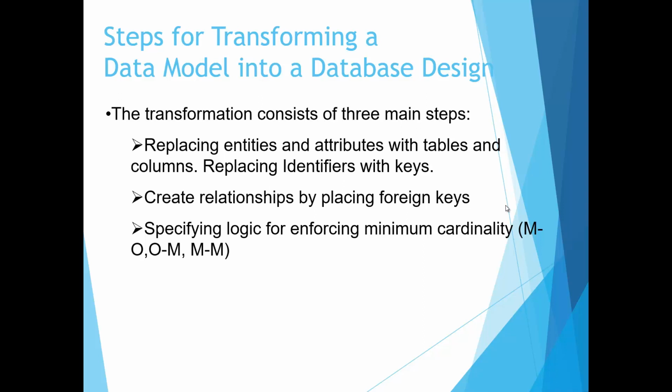This information will verify the normalization process. The second step will be creating relationships by placing foreign keys in other tables, and that's another kind of constraint, foreign keys. The last step will be enforcing integrity constraints to ensure consistency and data integrity. And that will be using the minimum cardinality with the optional and mandatory requirements.